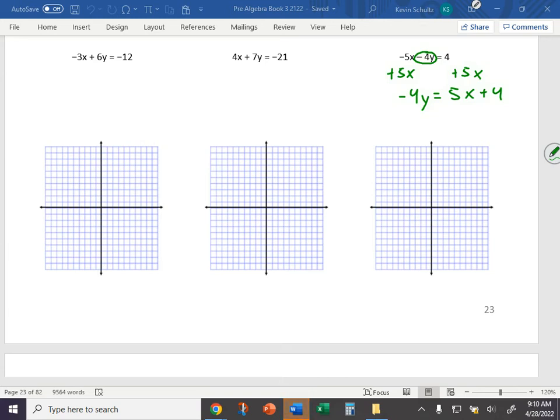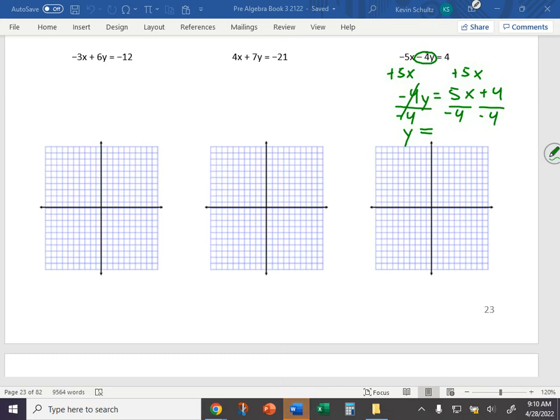Negative 4y equals 5x plus 4. What's our next step? The fraction. Which means what? Coefficient. Divide by the coefficient. So we're dividing everything by -4. The -4 divided by -4 is 1.